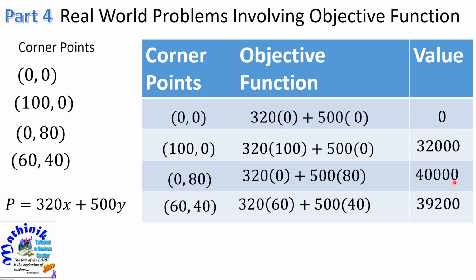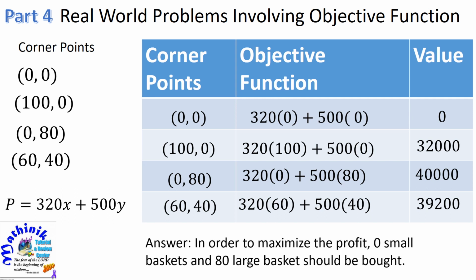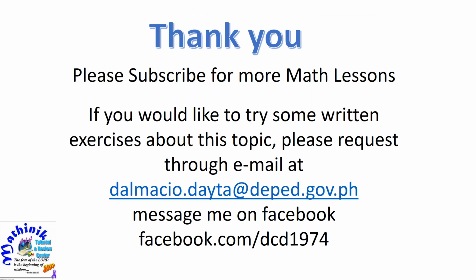And since we get the largest value at 40,000, if we are going to get the net profit, that will be 40,000 minus 24,000, the maximum spending possible, and that is 16,000 pesos. But in this problem, we are asked to identify the number of small baskets and large baskets that the club should buy. So in order to maximize the profit, 0 small baskets and 80 large baskets should be bought. Okay, that will be for real-world problems involving objective function.